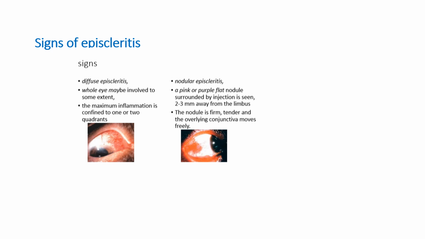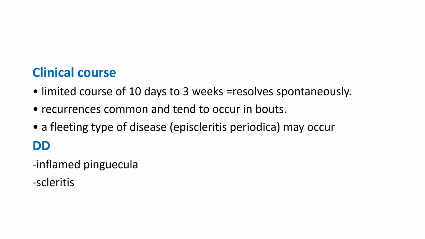In nodular episcleritis, a pink or purple flat nodule surrounded by injection is seen 2 to 3 millimeters away from the limbus. The nodule is firm, tender, and the overlying conjunctiva moves freely. So this is a nodular episcleritis picture, and the first one is a picture of diffuse episcleritis. Now, as I told, you have to differentiate this from scleritis. Patients with scleritis will mostly complain of pain. Pain is severe in cases of scleritis.